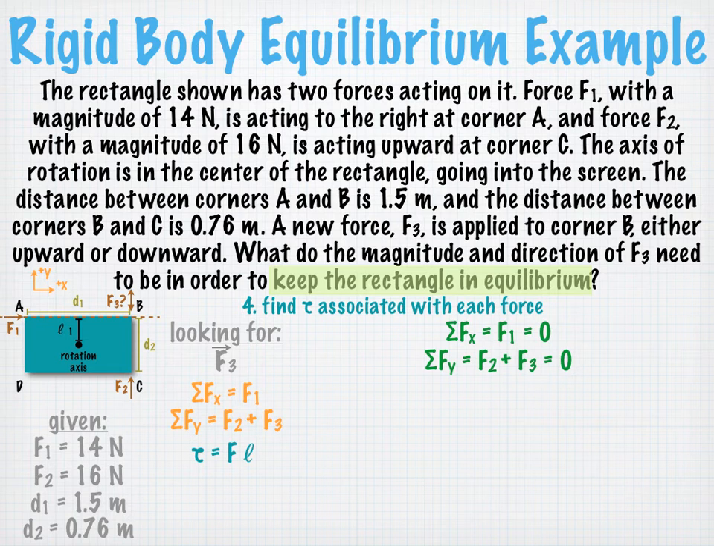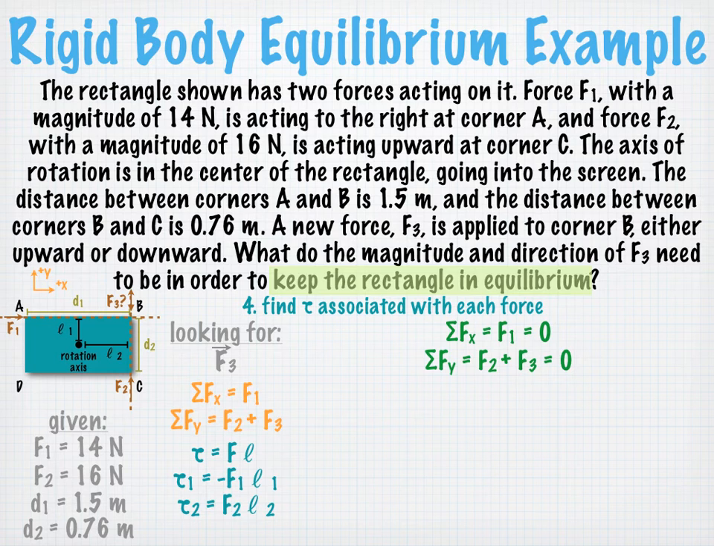Remember that torque is considered positive if it would result in counterclockwise motion, and it's negative if it would result in clockwise motion. We can see that force 1 by itself would result in clockwise motion of the rectangle, so torque 1 is equal to minus force 1 times lever arm 1. Next, we'll draw the line of action and lever arm for force 2. Force 2 by itself would result in a counterclockwise motion, so torque 2 is equal to force 2 times lever arm 2.